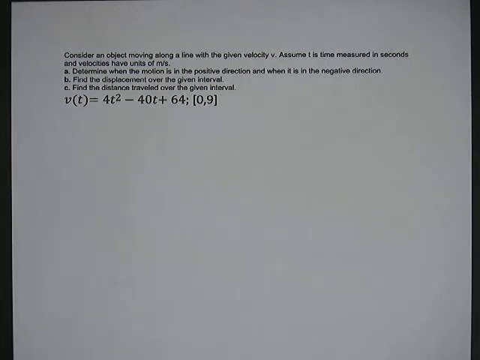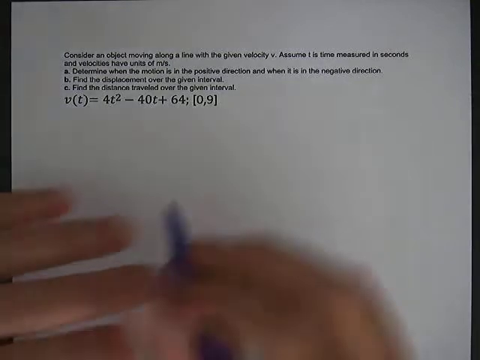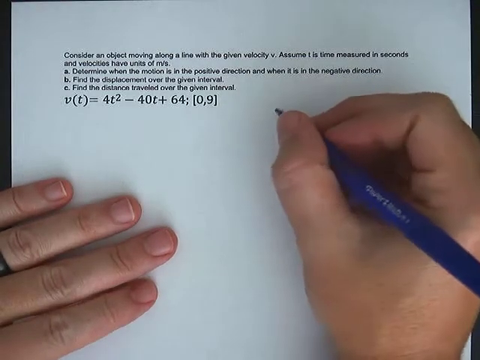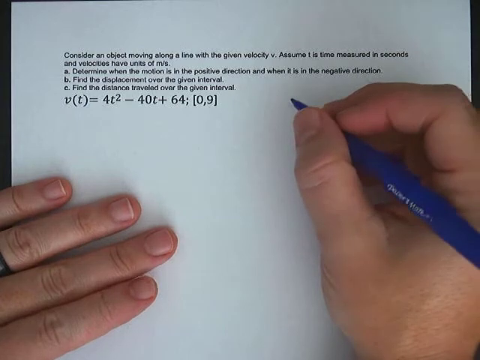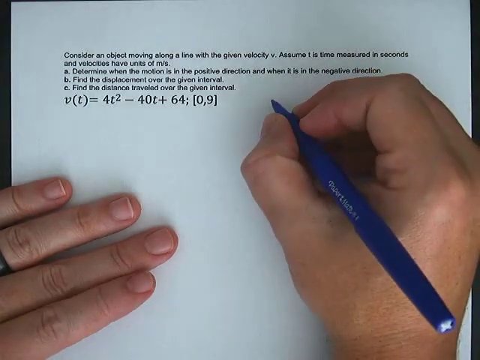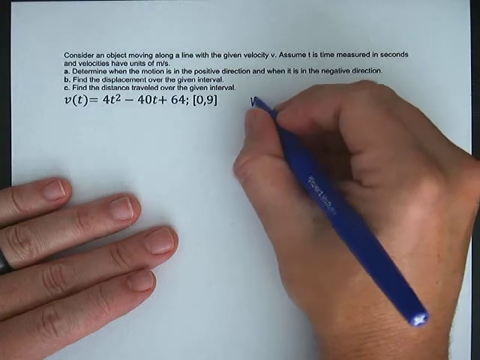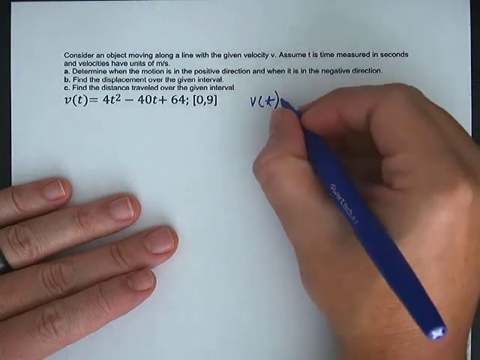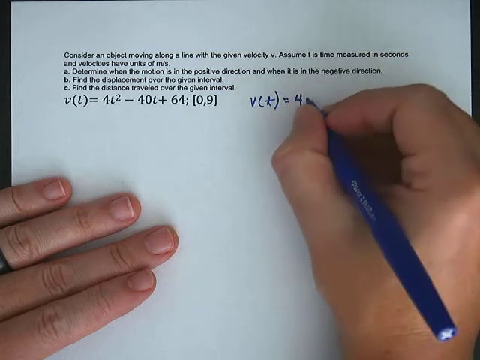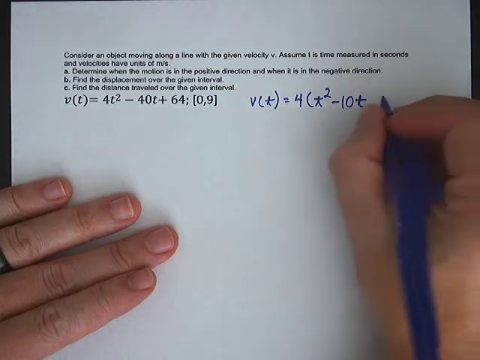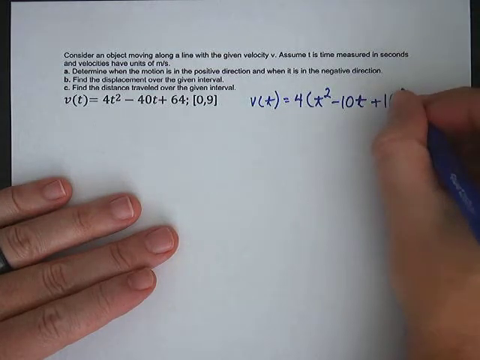Okay, so the first thing we want to do is graph this function. Now, this is pretty easily graphed in a graphing calculator, but the main idea is we want to know when this parabola is above the x-axis or t-axis and below the x or t-axis. Okay, so let's factor this thing first. We could factor out a 4. That will give us t squared minus 10t plus 16.